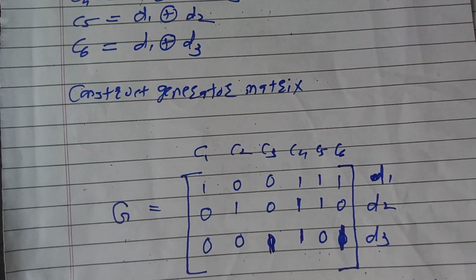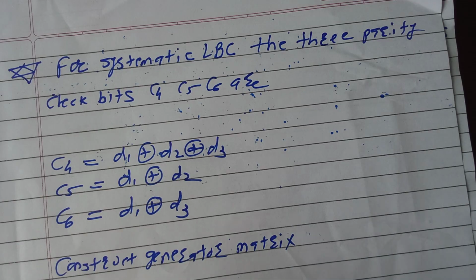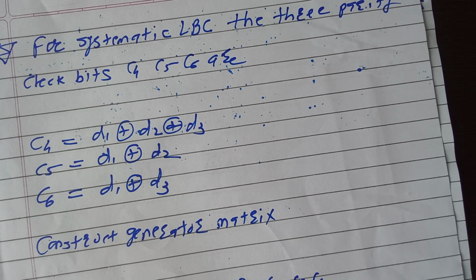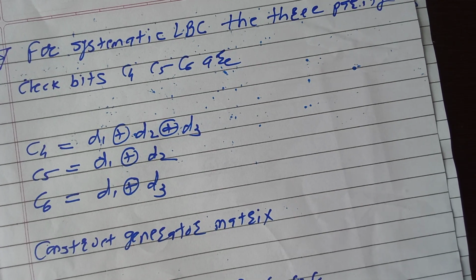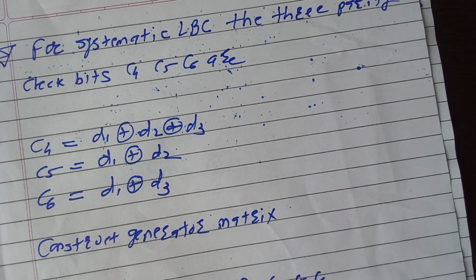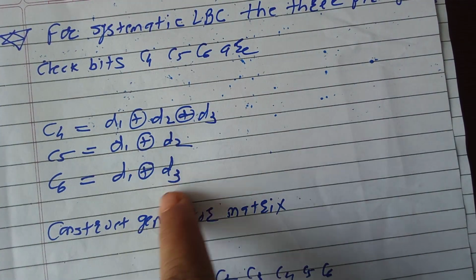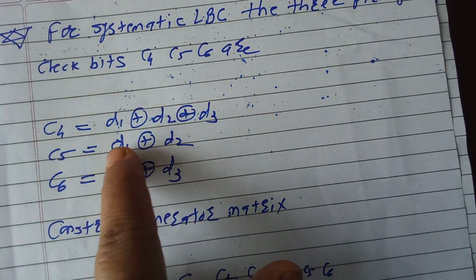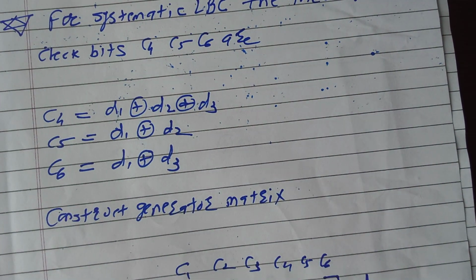Now the second type of question is this one. For a systematic LBC, the three parity check bit equations are given and you have to construct the generator matrix. So first you have to decide the number of columns and number of rows for the generator matrix. Number of columns is nothing but the number of code bits, and number of messages is nothing but the number of rows. So how many message bits do you see here? The message bits are D1, D2, D3. That means there are three message bits, so there are three rows in the generator matrix.